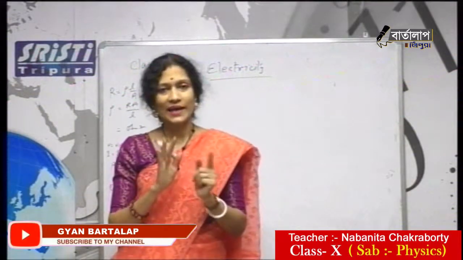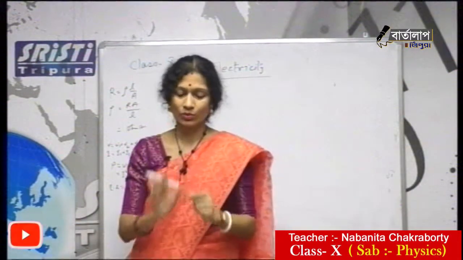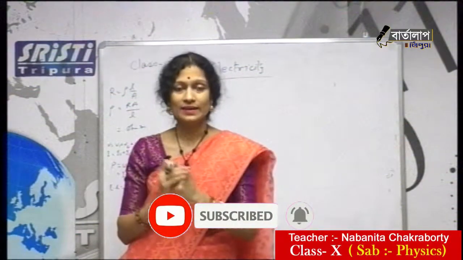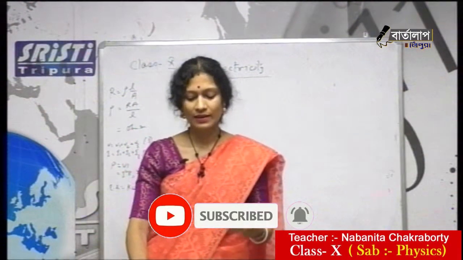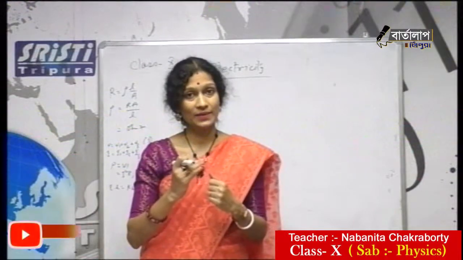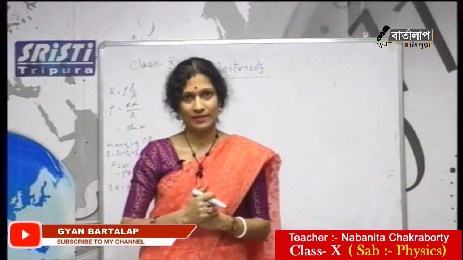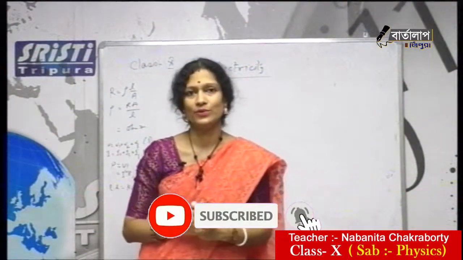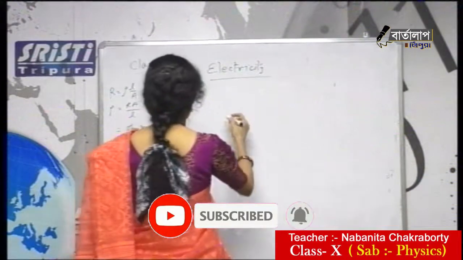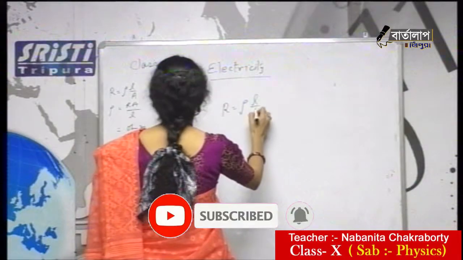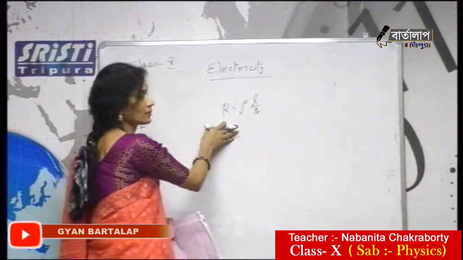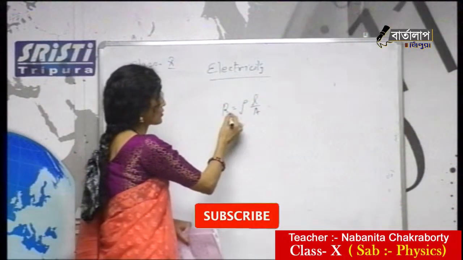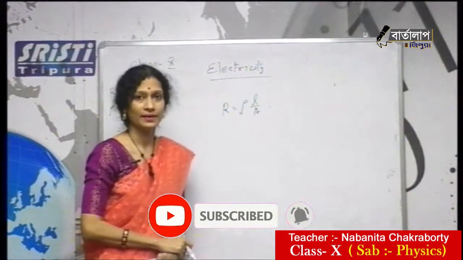Here you see, in case 1, the length is L and the area is A, it is given. And in the second case, the length becomes L by 2 and the cross-sectional area becomes twice A. In that case, you have to find the resistance. So what can we do? What we get from the formula is R equals rho into L by A.